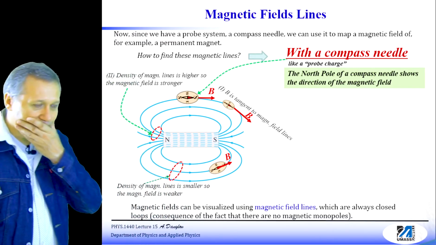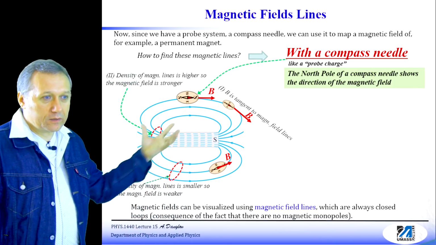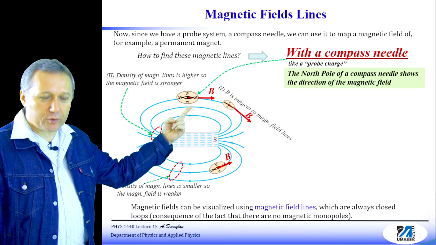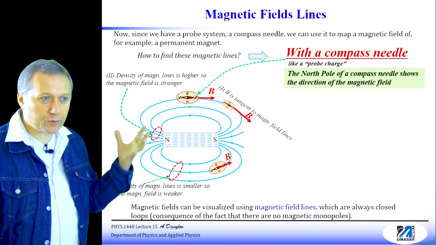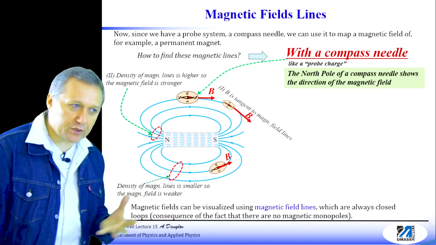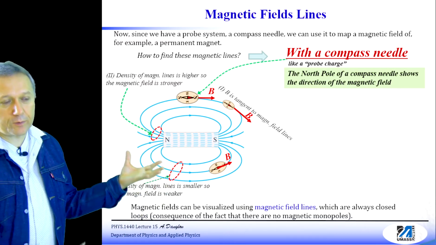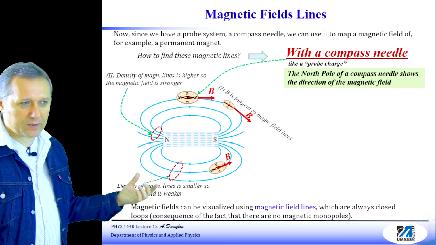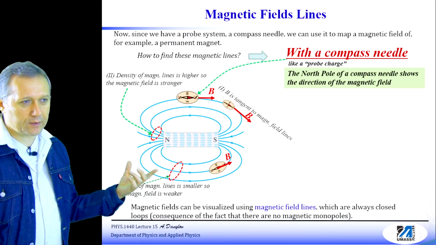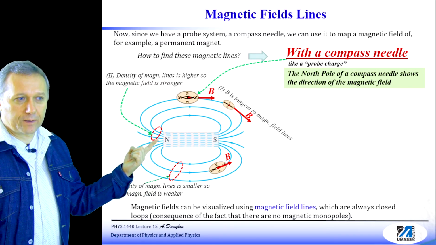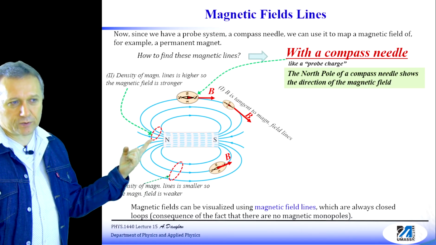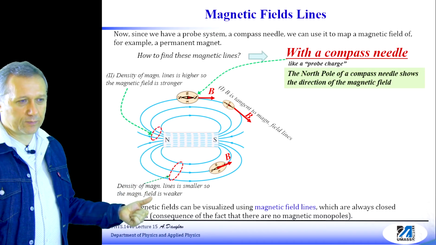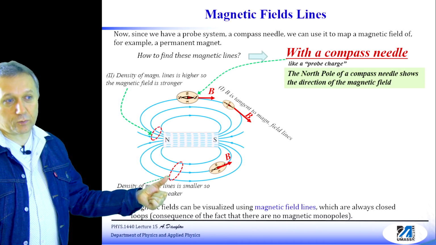Of course, as I told you, the north side of the compass needle all the time shows the direction of the magnetic field. Then, what about extracting information about the magnetic field from the magnetic field lines? Exactly the same idea as in the world of electricity. The density of magnetic field lines gives us information about the strength of the magnetic field. So here the magnetic field is stronger. Over here, for example, the magnetic field is weaker.